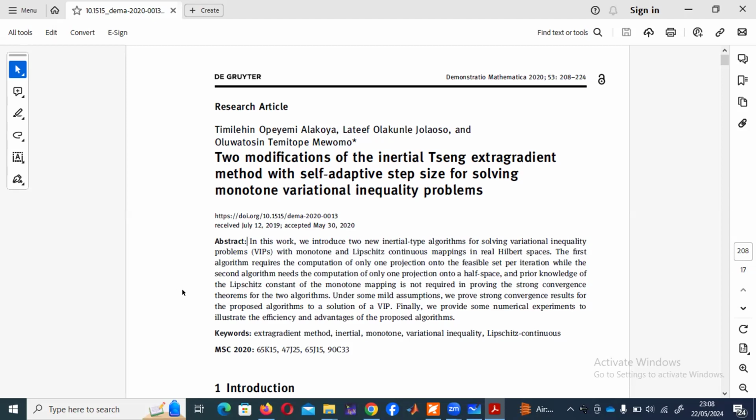Under some mild assumptions, they prove strong convergence for the proposed algorithms, which means both methods give strong convergence. They also tell us they carried out numerical experiments. That's the review of the article. So whatever they've done there, that's the review. What you're looking for now is an inertial algorithm, two inertial algorithms, that need only one projection.